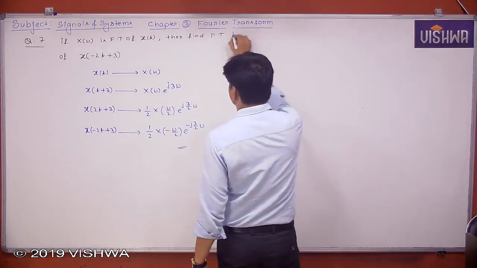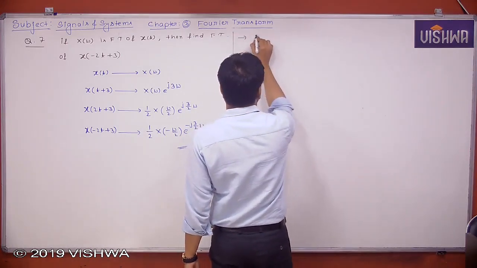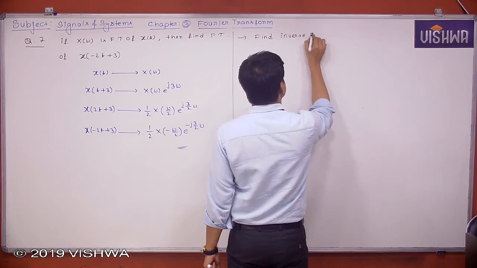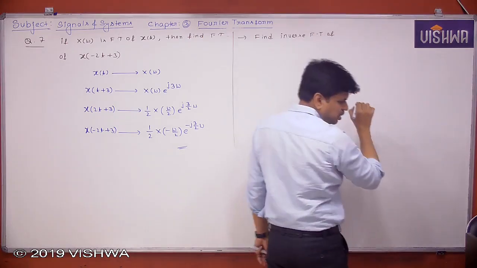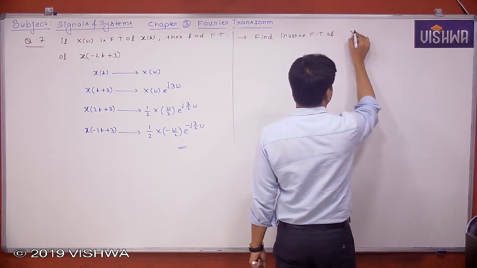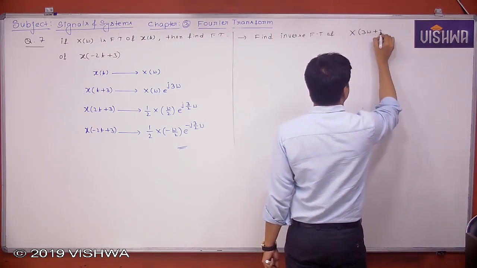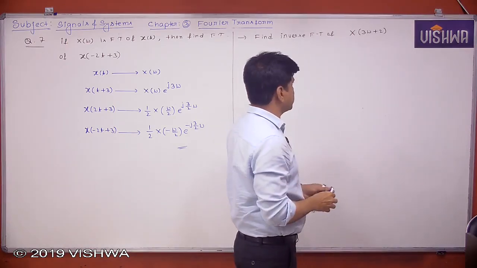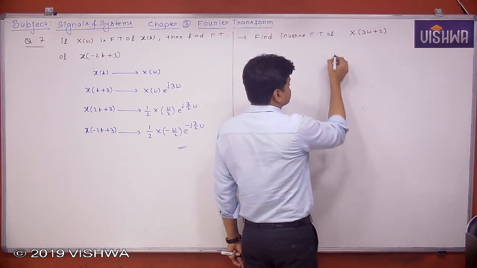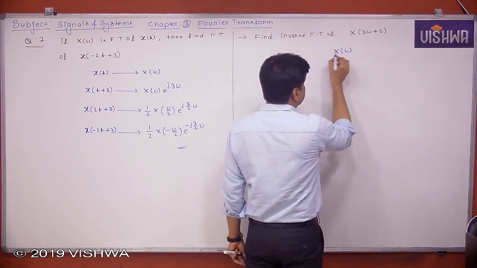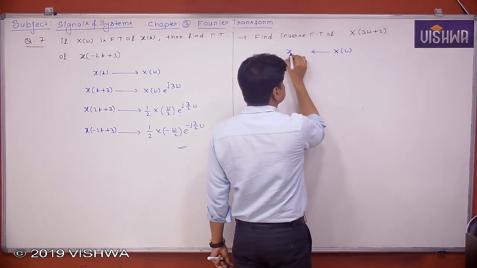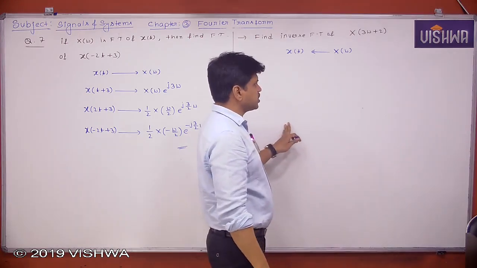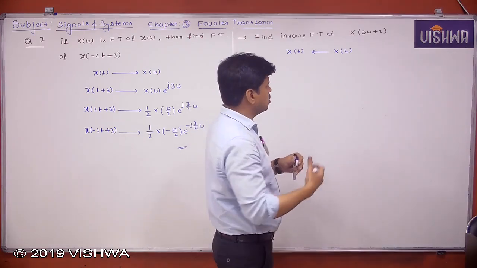For a similar case, find the inverse Fourier transform of x of 3 omega plus 2. It is just given, and it is similar to this one only. That's why I have taken it here. Again, we have to start with what we know. For x of omega, what is the inverse Fourier transform? Which is nothing but x of t. I will always take the time domain on the left side and the frequency domain on the right side.